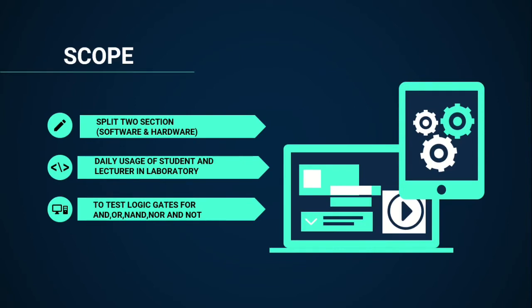Next is the scope. My scope of this project has 3 points overall. The first point, this project is split into 2 sections, which are the software and the hardware. For the software, I have used Code Blocks to write the program, and I have used Proteus to design the circuit simulation. And for the hardware, I chose the PIC 16F887 as my controller.